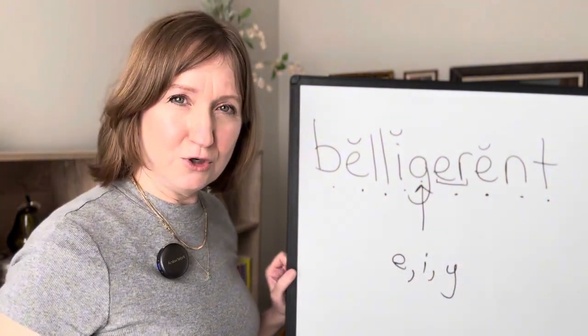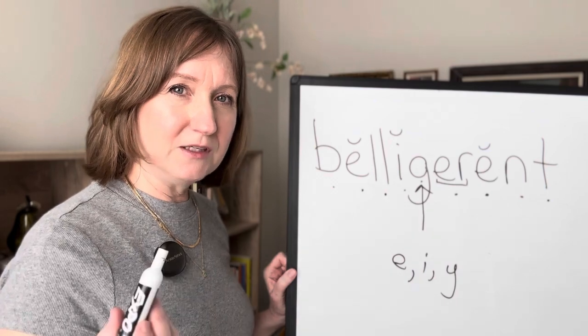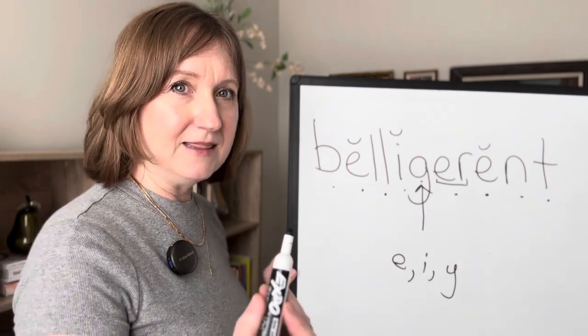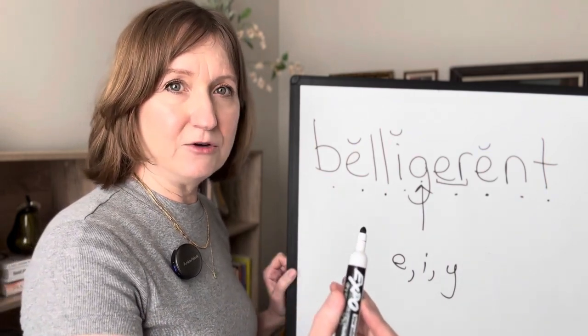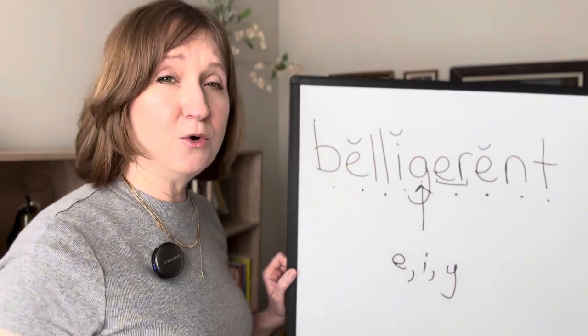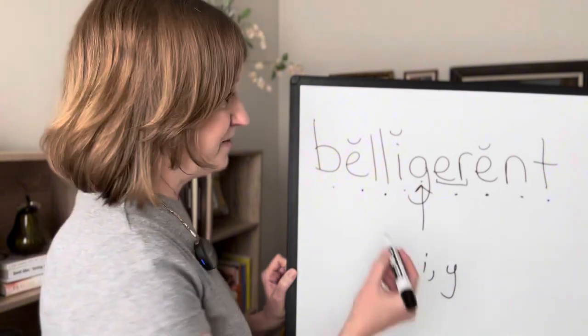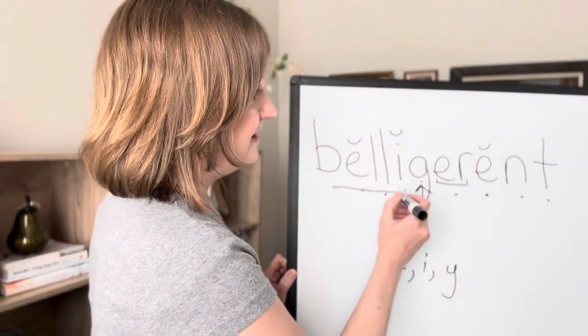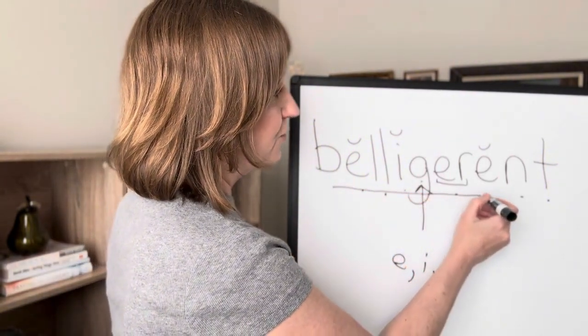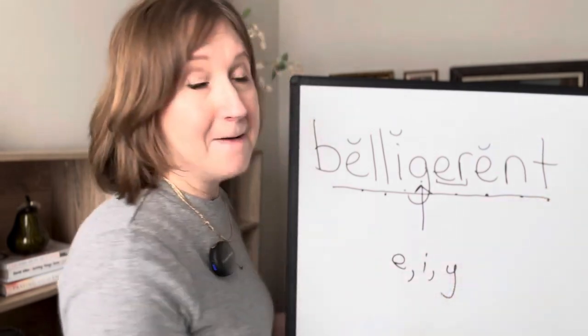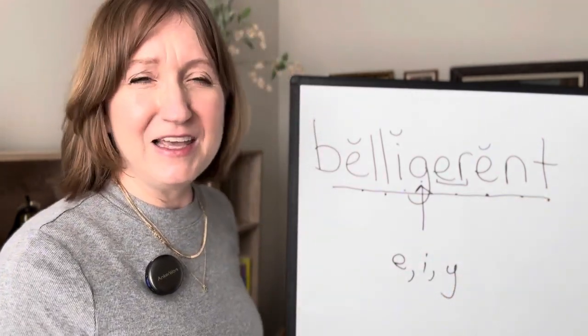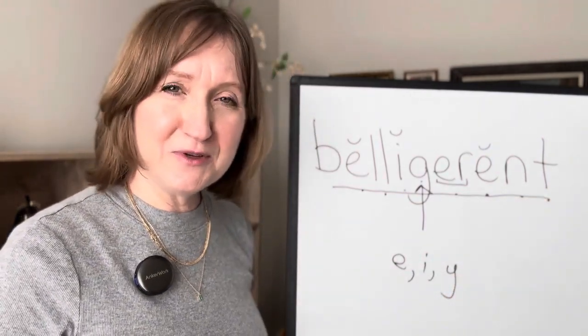Now we're going to push those sounds together. I'm going to connect the dots with my pen. The line represents the sound. There's not going to be any breaks or stops when I blend those sounds together. It will look like this. Belligerent.